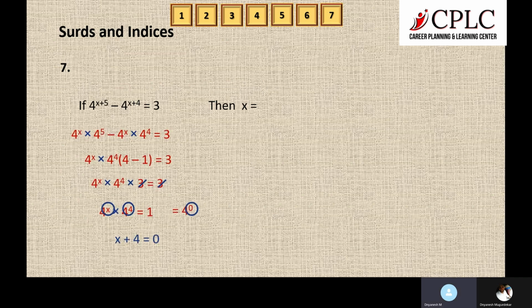So the two consecutive powers of 4, and the difference of the value between them is 3: 4 raised to 1, 4 raised to 0. Answer option 5. So x is minus 4.